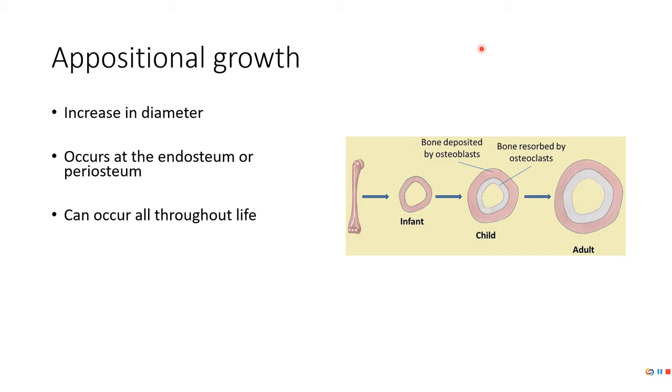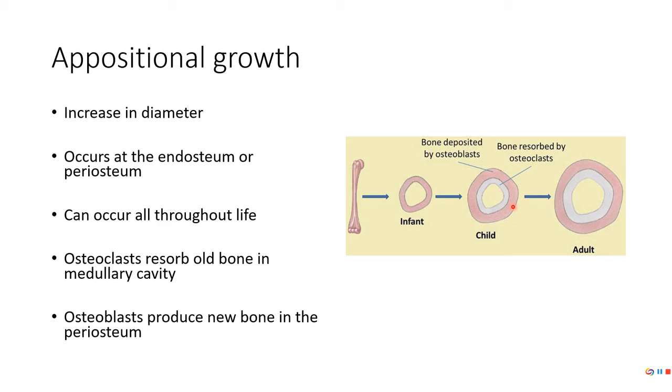And basically what happens is osteoclasts resorb that old bone that's in the medullary cavity. Okay. And so you've got these osteoclasts that resorb that bone while the osteoblasts produce new bone tissue. So the erosion of old bone along the medullary cavity and then the deposit of new bone beneath the periosteum, that's what causes our bone to get wider or have this appositional growth. Okay, we can see that here.